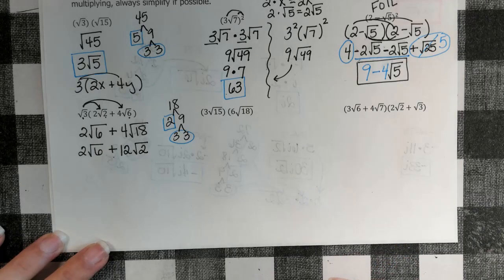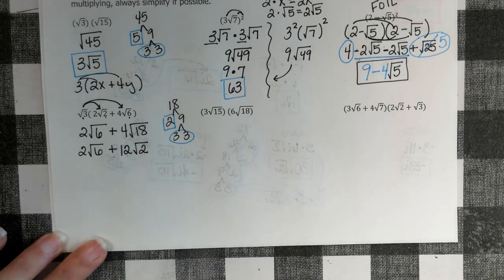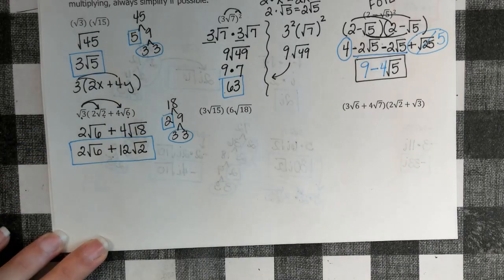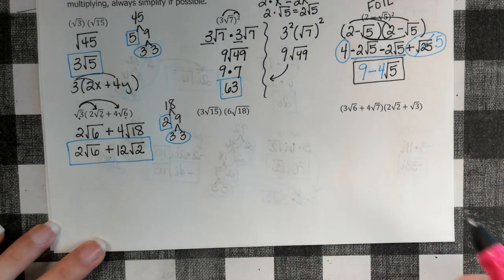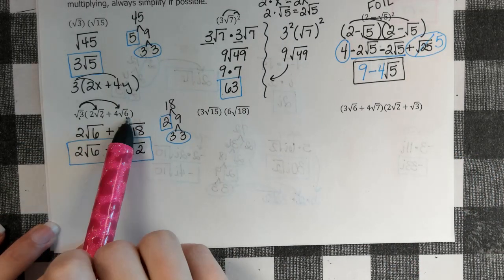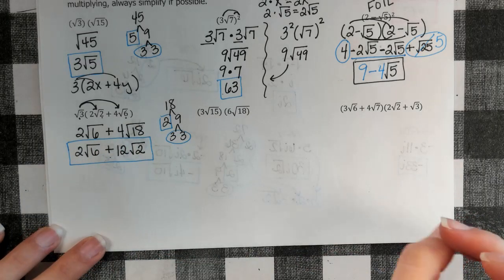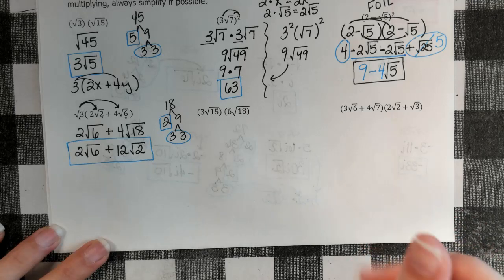Now can I add that? No, that's okay. You've got it down to simplified terms. That's my answer. If I'm unsure of myself, what do I do? Add them together. You type this in your calculator and make sure it gives you the same. Okay? Questions? Is it okay?